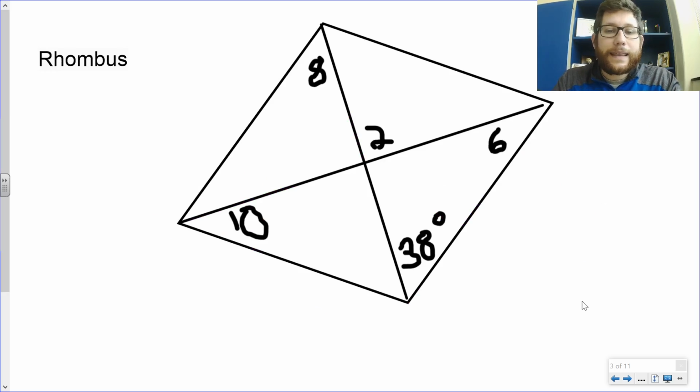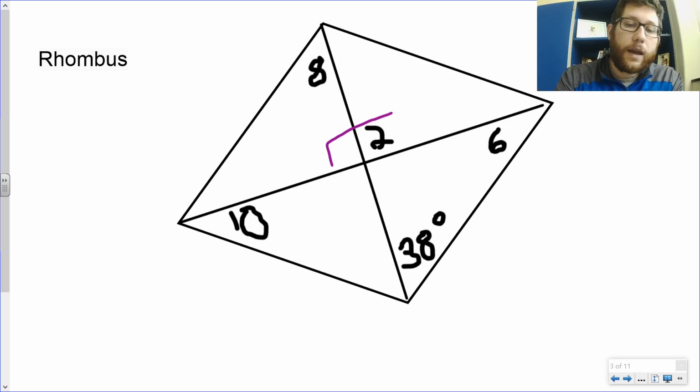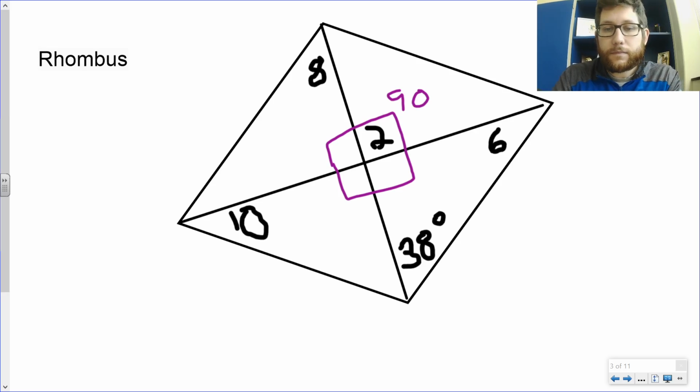Now, what about a case like this? Okay, I've got a rhombus here. I've got some missing angles, 2, 6, 8, and 10. I'm not going to ask you to solve all the angles. So the first thing I would start with rhombuses is always start with 90 degrees, okay? I know all these guys are 90 degrees. So angle 2, that's 90. I also happen to know down here, that's a 90-degree angle.